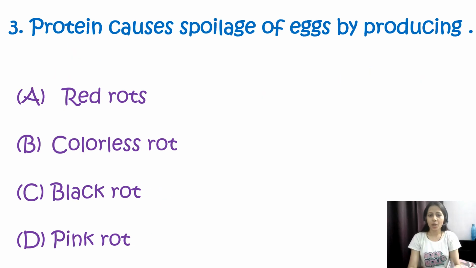Question number 3. Protein causes spoilage of eggs by producing: red rots, black rots, colorless rots or pink rots. So over here my correct answer will be option C, that is black rots.